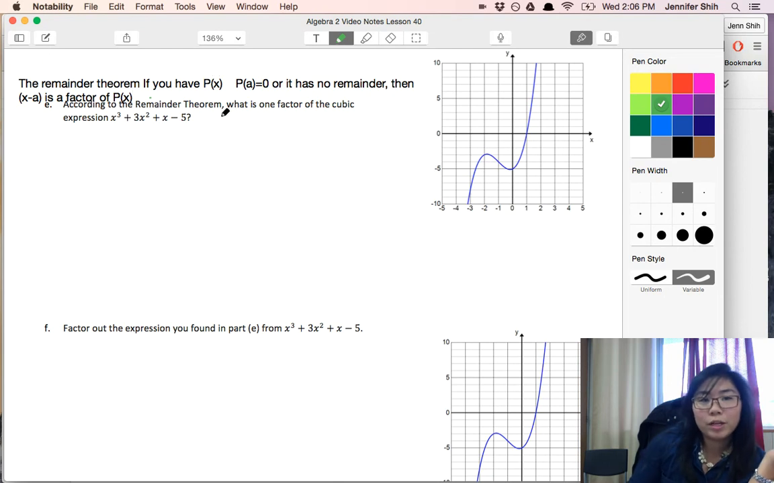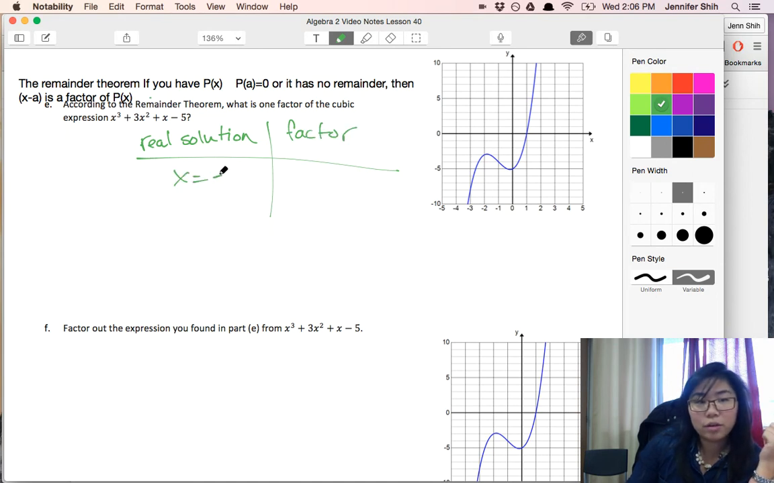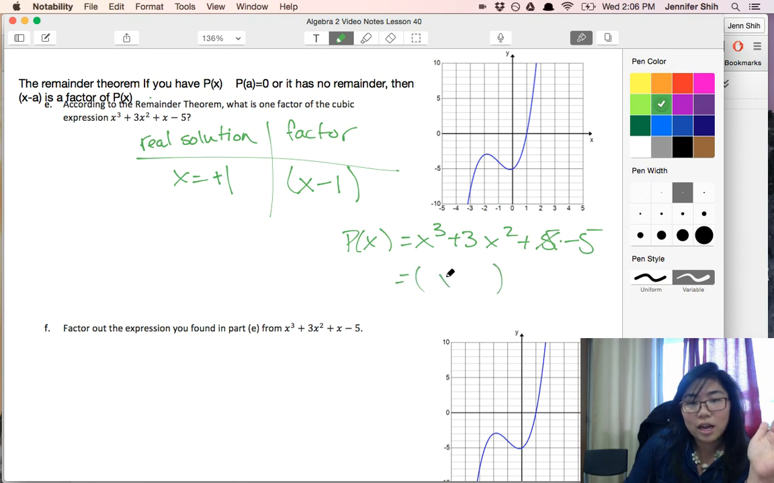All right, so according to the remainder theorem, what is one factor of the cubic expression? So we have a real solution, we mentioned this earlier, versus a factor. We confirmed that the real solution was x is equal to positive 1. Therefore, our factor is x minus 1. Whew! Good. Now, let's rewrite our polynomial equation. We started with p of x is equal to x cubed plus 3x squared plus 5x minus 5. Now, we're going to have x minus 1 and some things left over.